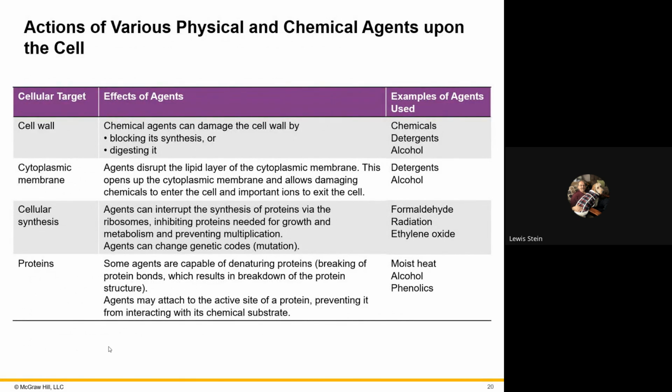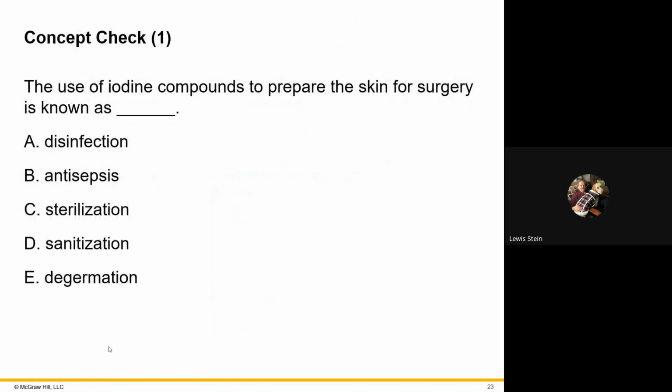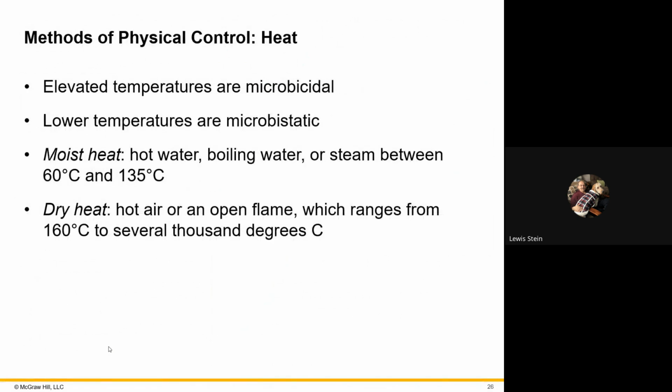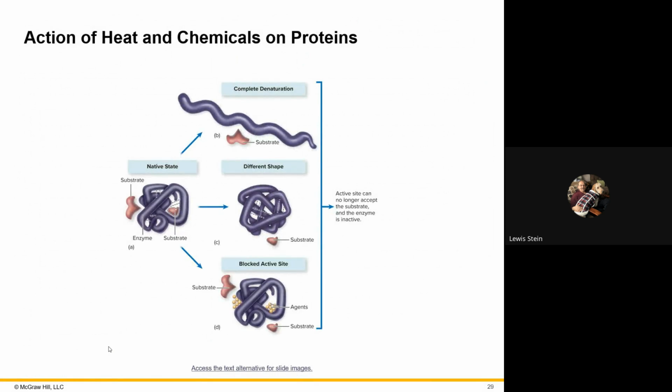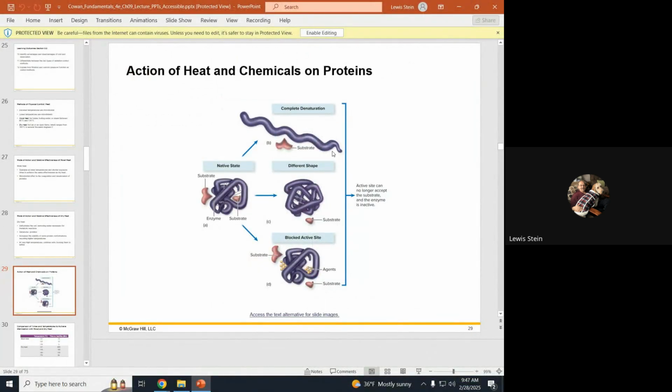So in the interest of time, I'm going to stop it here. And then we're going to get into, I want to show you, everybody, what we get into. We're going to start talking about moist heat. And that means the autoclave. And that's the method we use the most.